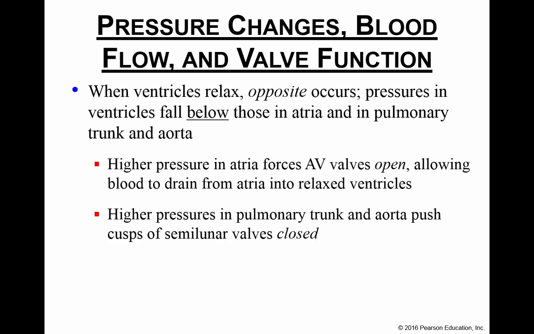When the ventricles relax, the pressure in the ventricles falls below what it is in the atria and in the pulmonary trunk and the aorta. And that opens back up the AV valves so the blood can drain from the atria into the ventricle. And then the higher pressure in the pulmonary trunk and the aorta pushes the semilunar valves closed.